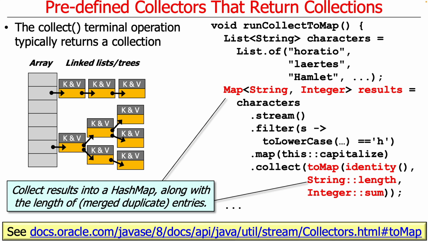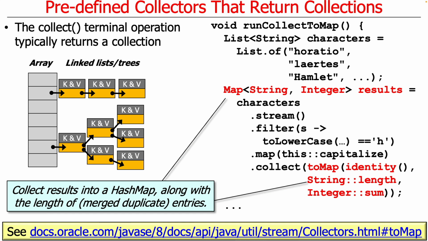You can also collect the results into a map. So if you say collect, and then you use toMap, which of course is shorthand for collectors.toMap, then you're going to collect the results of the stream into a map. Now, what the heck does that mean? Well, what happens here is we say, I want the key in the map, because remember, maps have a key and value pair. I want the key to be the identity function, which just means whatever the values in the stream are. And in this particular case, I want the values in the map to be the length of each character's name in Hamlet.